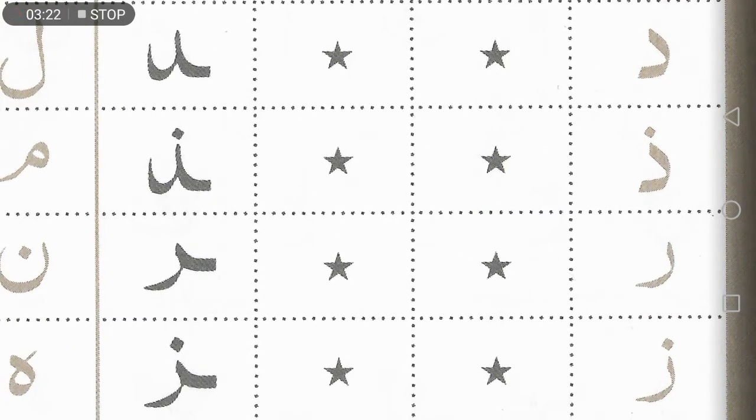Dal, dhal, ra, za are end letters or naughty letters. So they won't have those different ways of writing them when they come at the beginning and in the middle.